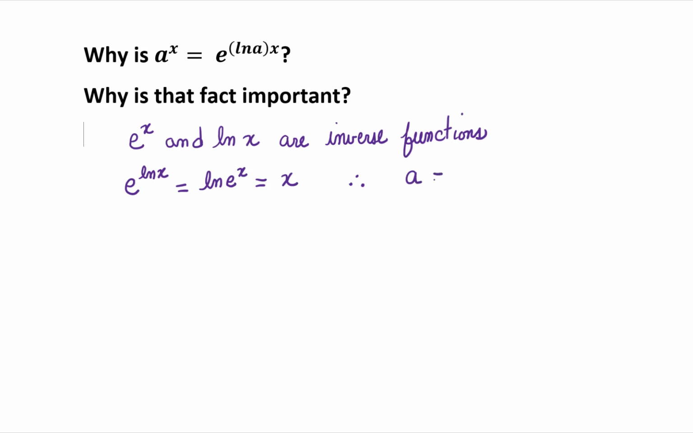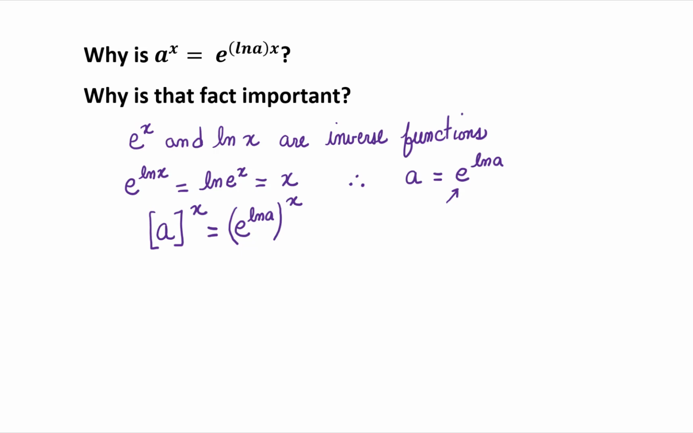Simply put, a is equal to e to the ln a. Therefore, a to the x, if we want to emphasize the fact that it's a exposed to x, we put a between brackets. And we know that a is e to the ln a. So it's e to the ln a, to the x.